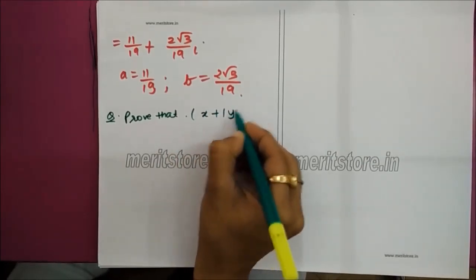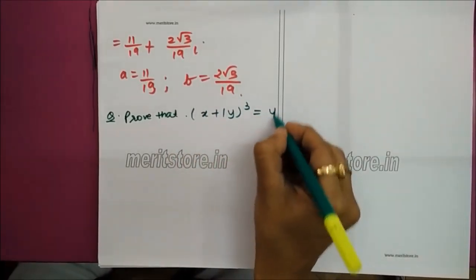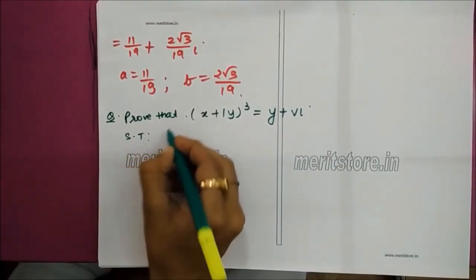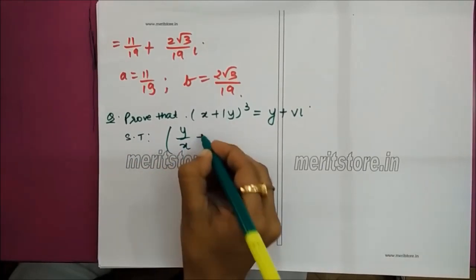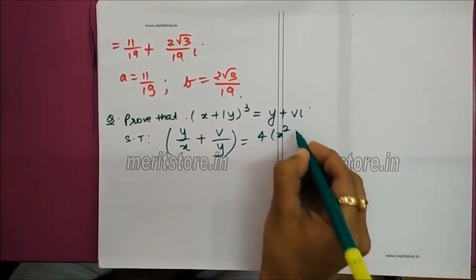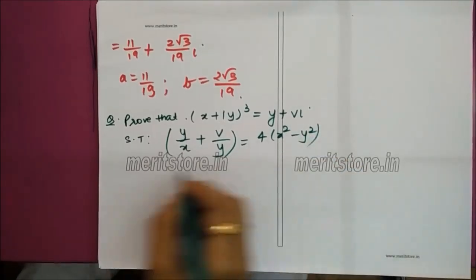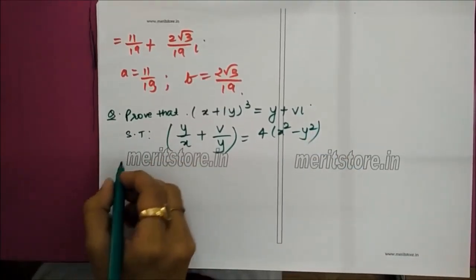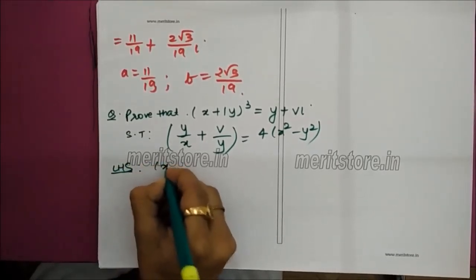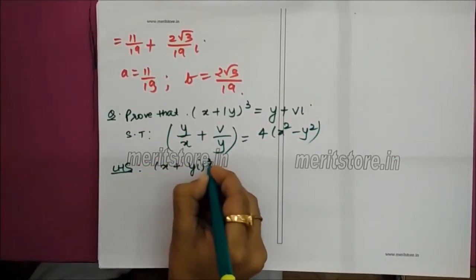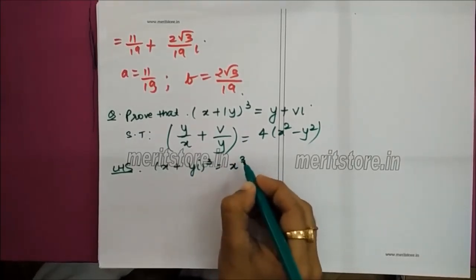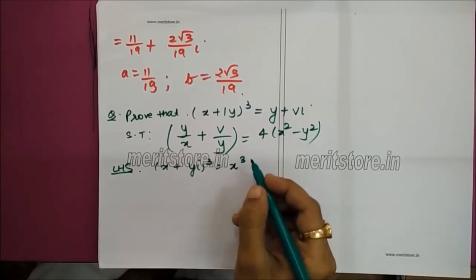(x + yi) whole cube equals (a + bi), y + bi. Show that y/x + b/y is equal to 4x² − y². Again here, starting with what is given, starting with the left hand side, I would say (x + yi) the whole cube, that is equal to (a + b) the whole cube.